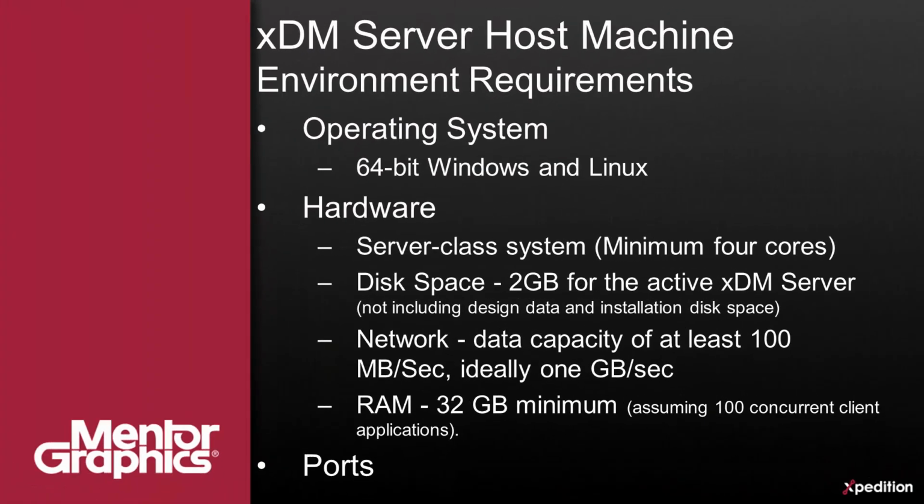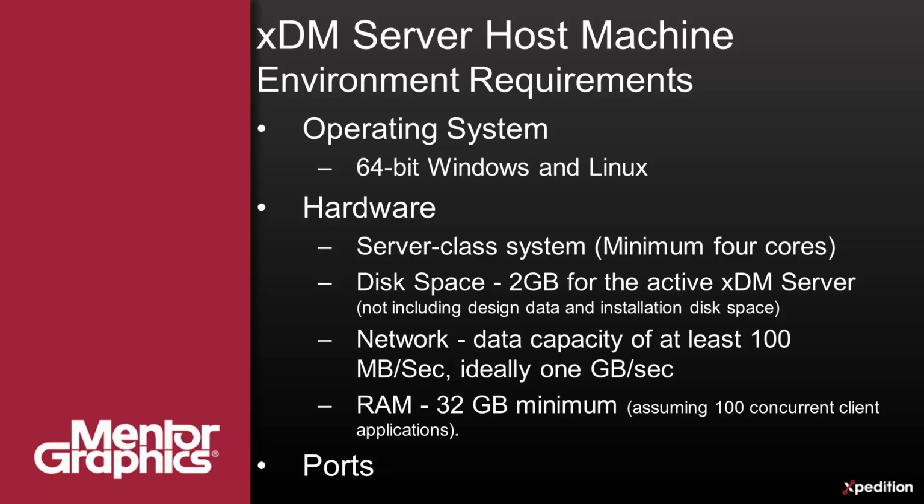You can deploy the XDM server on Windows or Linux, and those must be 64-bit OS. You should select a server class system to host the XDM server with 4 cores at minimum. Besides the installation disk space and the design data, you should have roughly 2 GB available for the active XDM server to be deployed. Network capacity of 1 GB per second is our recommendation, while slower networks, such as 100 megabytes per second, can still be successful depending on the overall network traffic.